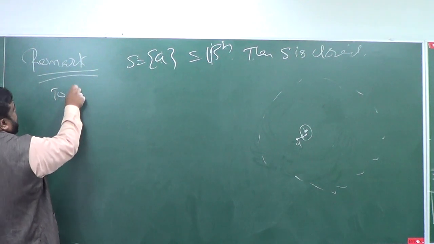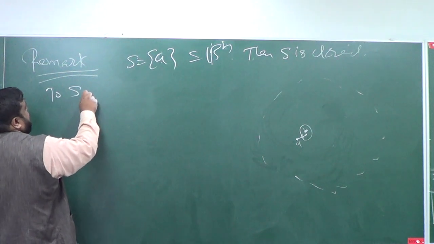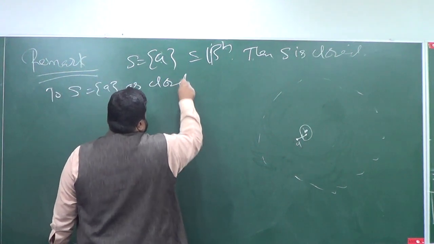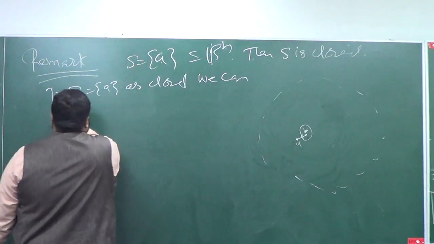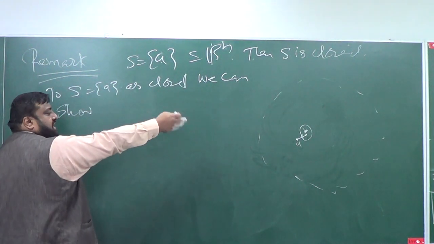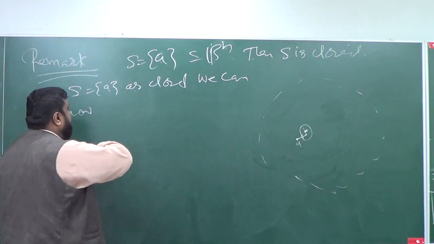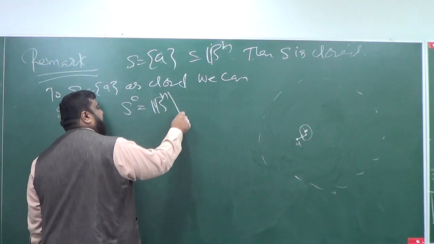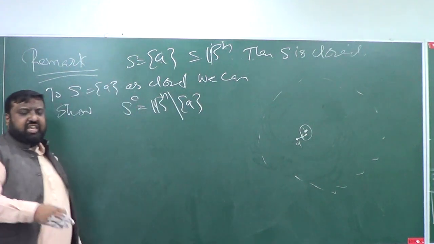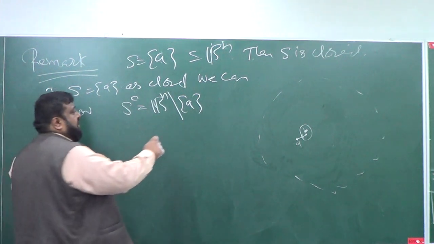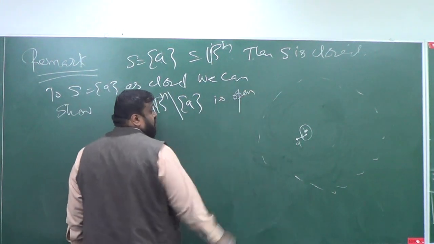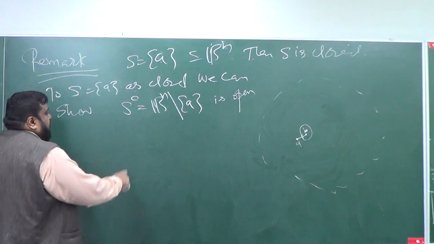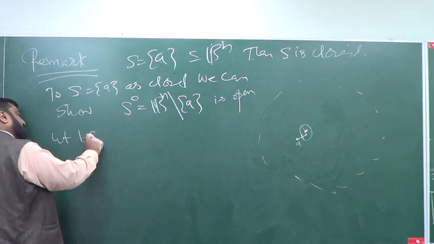so to show as open, closed, just whatever you have done, write it in terms of mathematics. We can show that S complement, which is Rn with just A taken away, is open. Once you show that it's open, everything is fine. So in order to show this is open, I need to take a point from S complement.